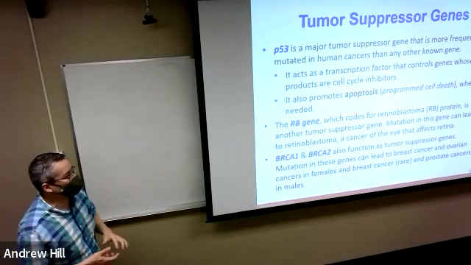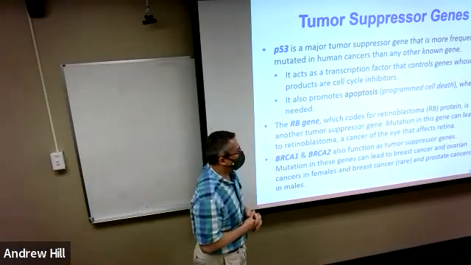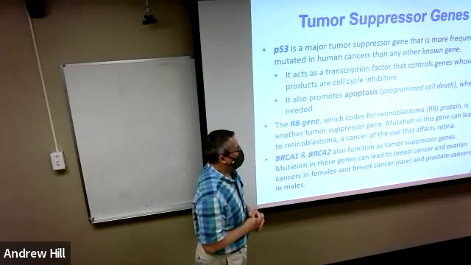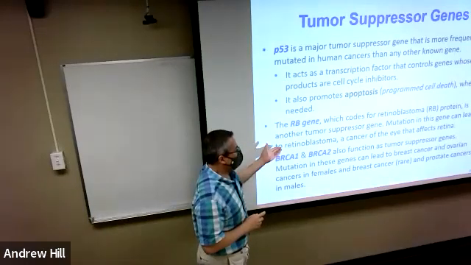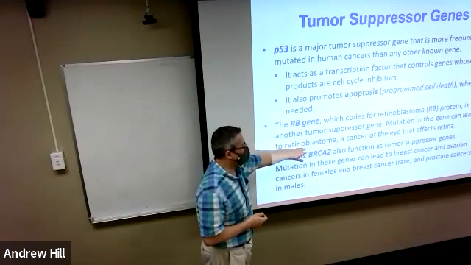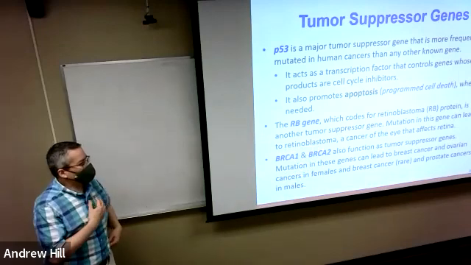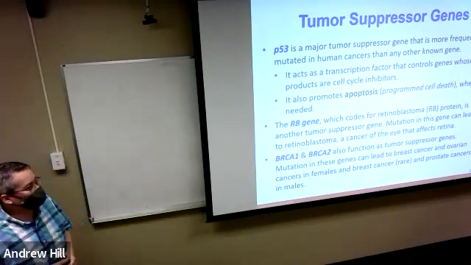There's another one that's really significant too. This is the RB gene, which codes for the retinoblastoma protein. It's a tumor suppressor gene, right? So mutation in this gene can lead to retinoblastoma, which is cancer of the eye that affects the retina, okay? So that's pretty terrible. You can get cancer in the retina.